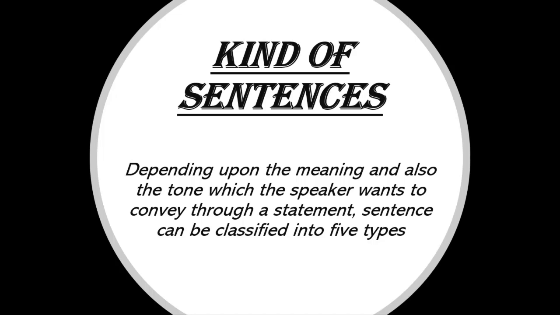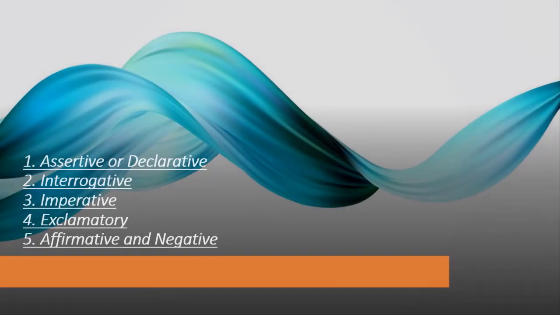These are the types of sentences. How many types of sentences? Here are 5 types of sentences: affirmative and declarative, interrogative, imperative, and the 4th one is exclamatory. The 5th one is affirmative and negative. In this video, we will learn all the types of sentences individually with examples and do the exercises. So let's start the video.